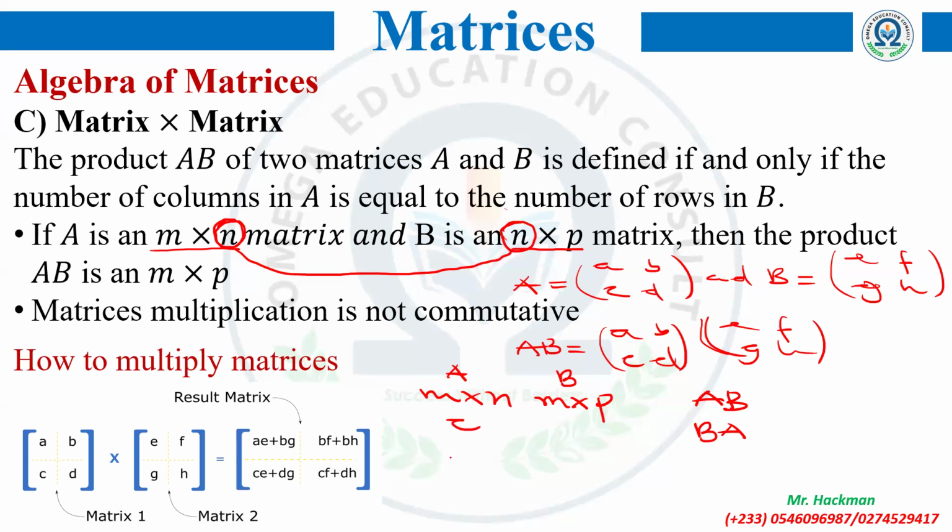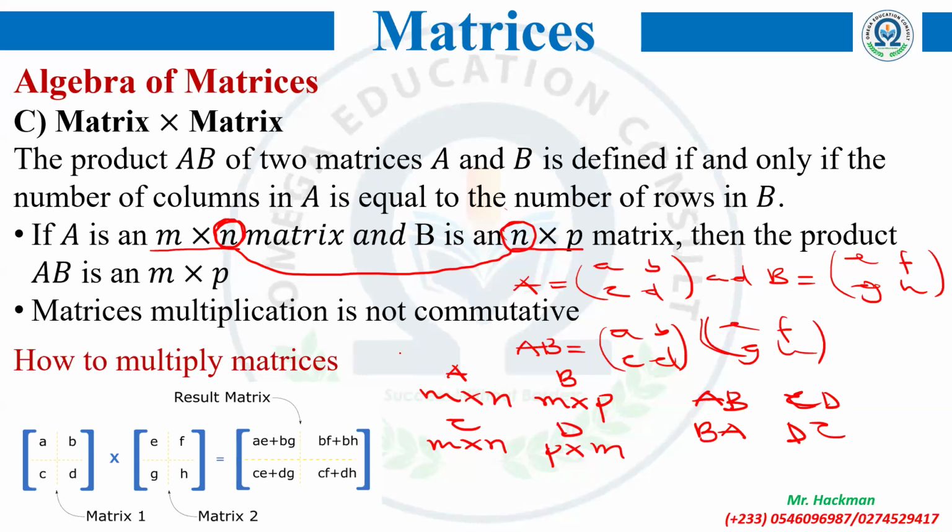Matrix C with order M by N, and a matrix D, also with order P by M. Would the product CD be possible? No. What about DC? Would DC be possible? Yes. Do you agree? Yes.